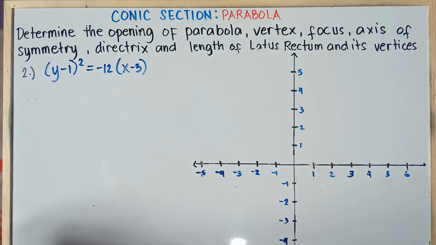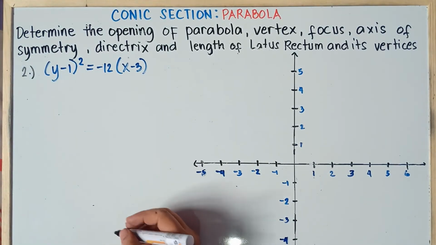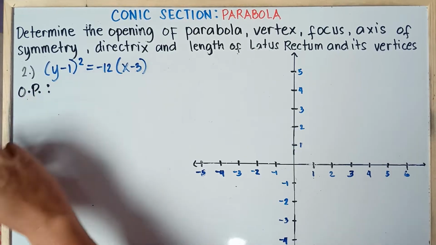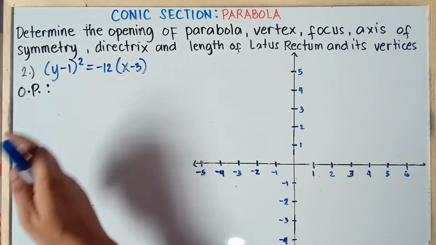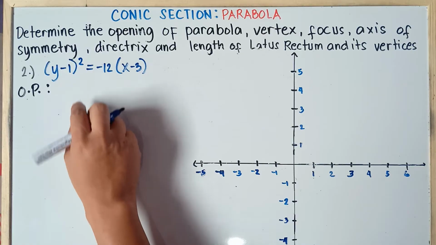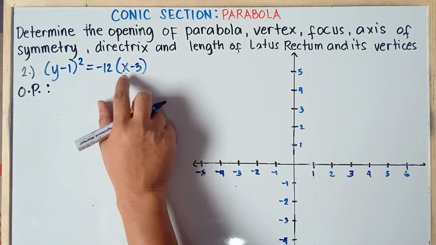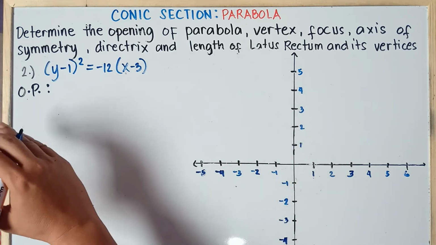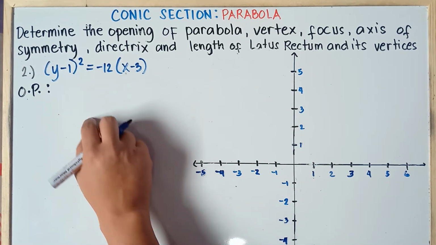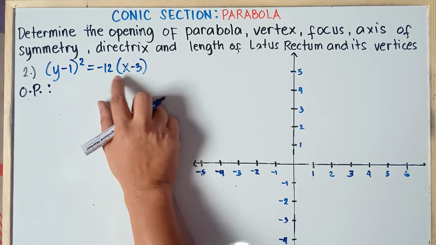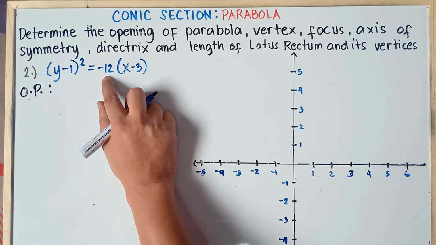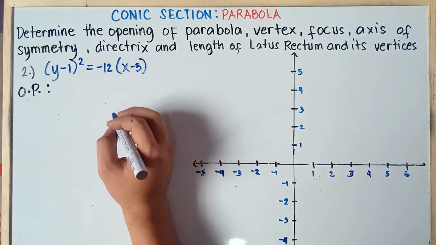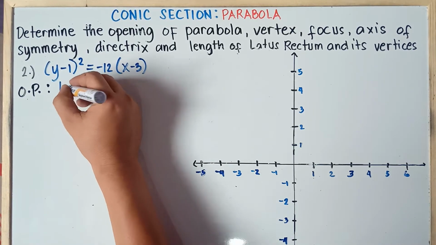Alright, let's start with the opening of the parabola. Once again, we have y, and our y is squared. If y is squared, it could open to the right or to the left. Now, the number before this quantity is negative 12. Therefore, our parabola opens to the left. So, the answer is left.